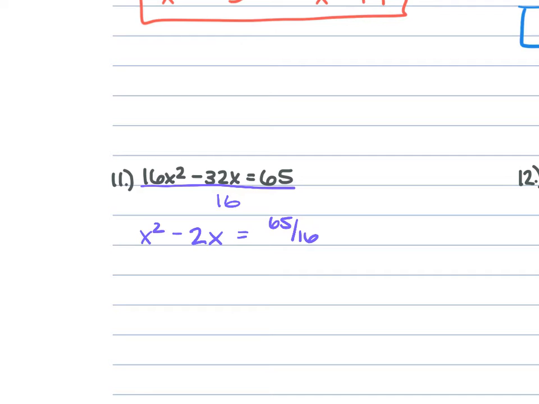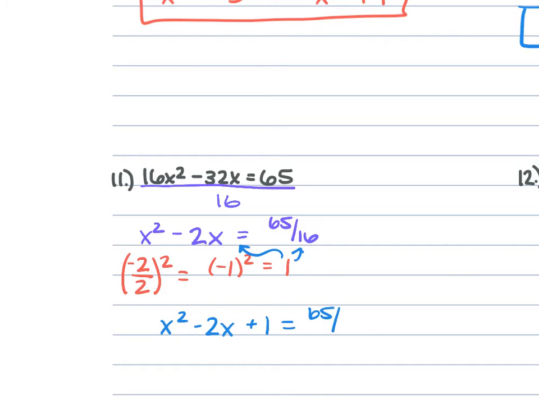From here, we are going to get our b, which is negative 2, divided by 2, and square it. That's going to give us negative 1 squared, which is 1. We're going to add that 1 to both sides of our equation to get x squared minus 2x plus 1 is equal to 65 over 16 plus 16 over 16. So the reason why I'm doing this is so that way I can add these fractions and not worry about those like denominators. So I'm going to factor that left side.